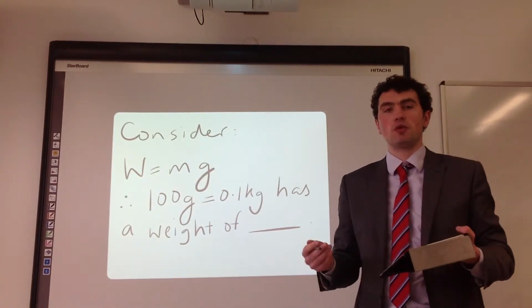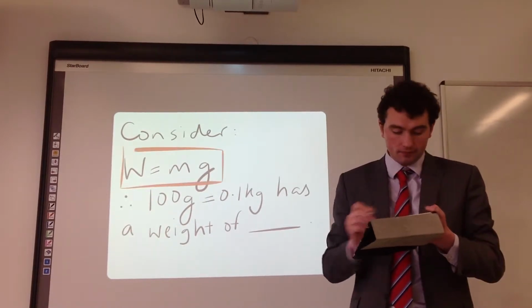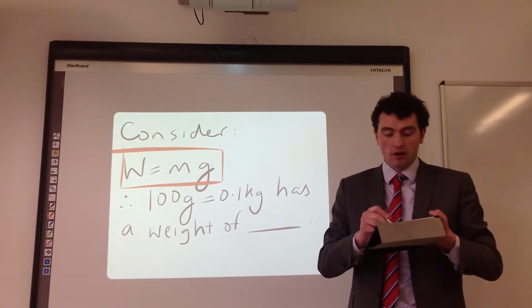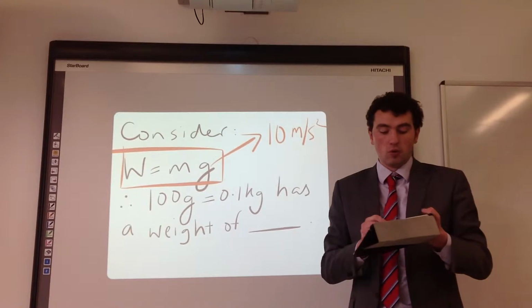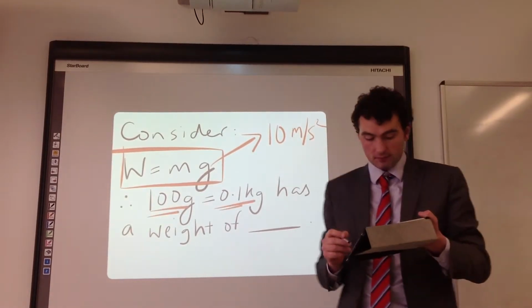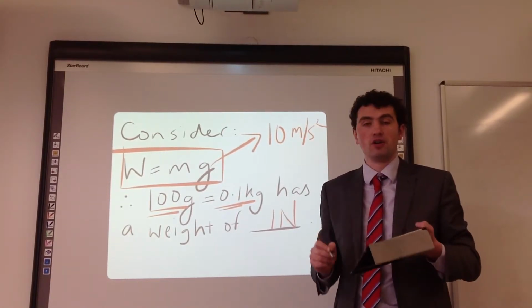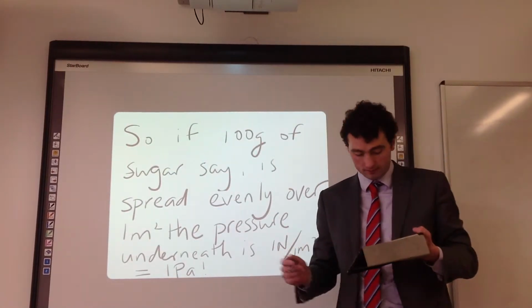For this, we have to imagine what a newton is, and we're going to imagine it as a weight. You know that the equation for weight is the mass times the gravity. On Earth, gravity is 10 meters per second squared. So 100 grams has a mass of 0.1 kilograms, so it's got a weight of 0.1 times 10, which is 1 newton. So 100 grams of sugar on Earth has a weight of 1 newton.